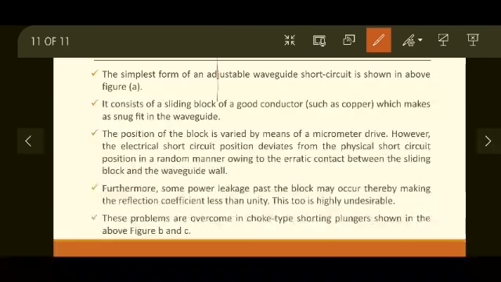So we have seen different devices which are used for phase shifting and terminations.